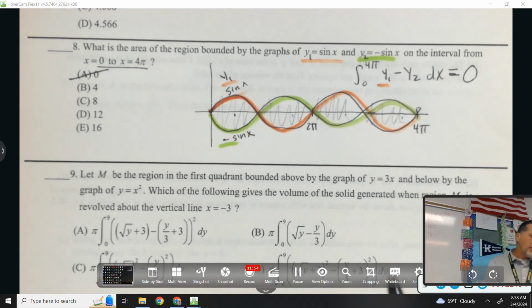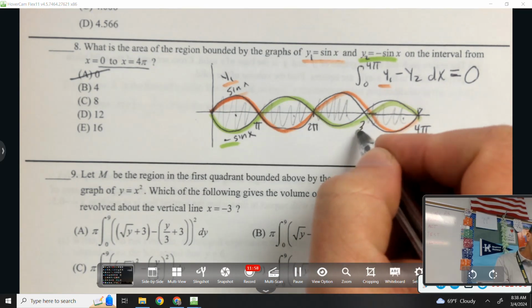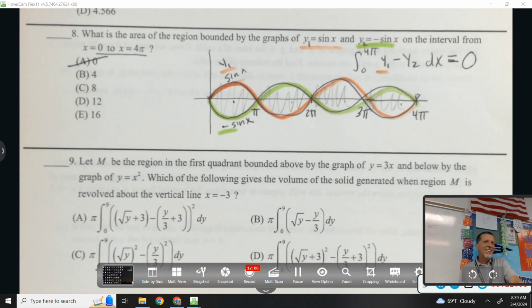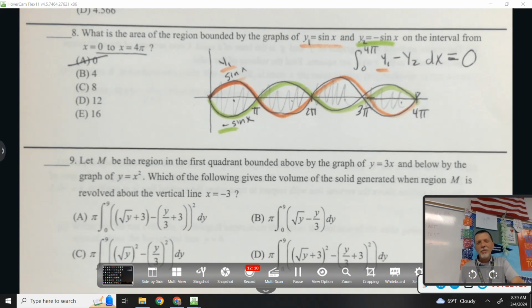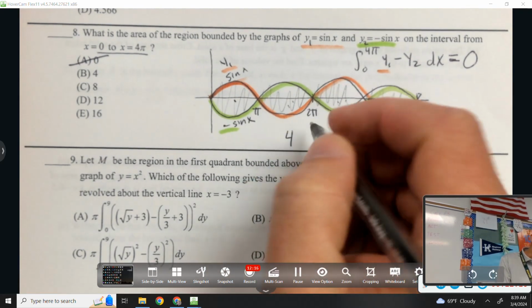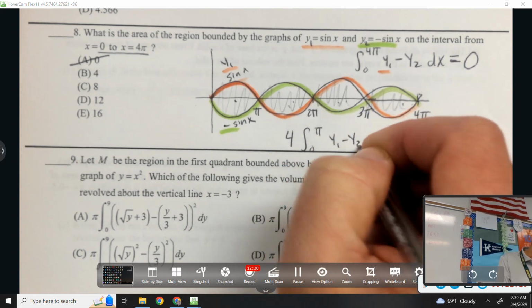So I guess the official way would be to do 0 to pi, pi to 2 pi, 2 pi to 3 pi, but that's a lot of work. What's the shortcut here? No, you don't know the shortcut, you just realize that that's a lot of work. Do 1 times 4. Find one of them, and my picture notwithstanding, I'm pretty sure those areas are all equal to each other. So let's do 4 times 0 to pi, y1 minus y2.